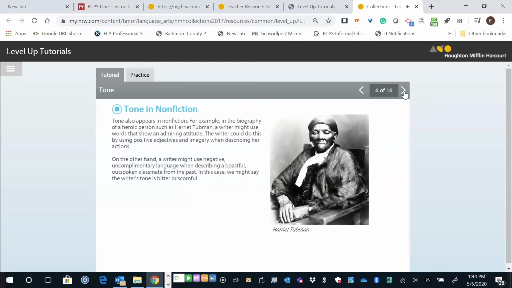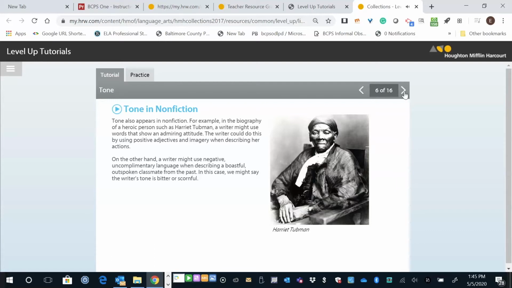Tone also appears in nonfiction. For example, in the biography of a heroic person such as Harriet Tubman, a writer might use words that show an admiring attitude. The writer could do this by using positive adjectives and imagery when describing her actions. On the other hand, a writer might use negative, uncomplimentary language when describing a boastful, outspoken classmate from the past. In this case, we might say the writer's tone is bitter or scornful.